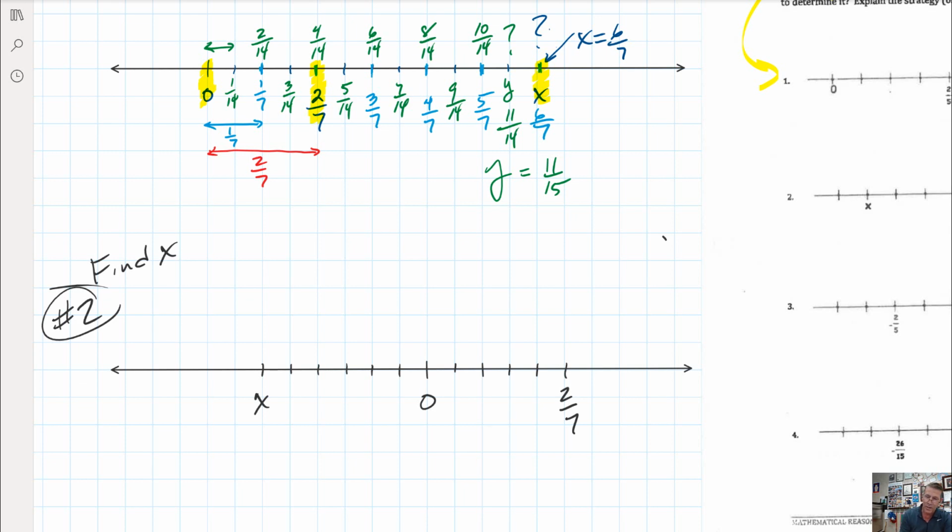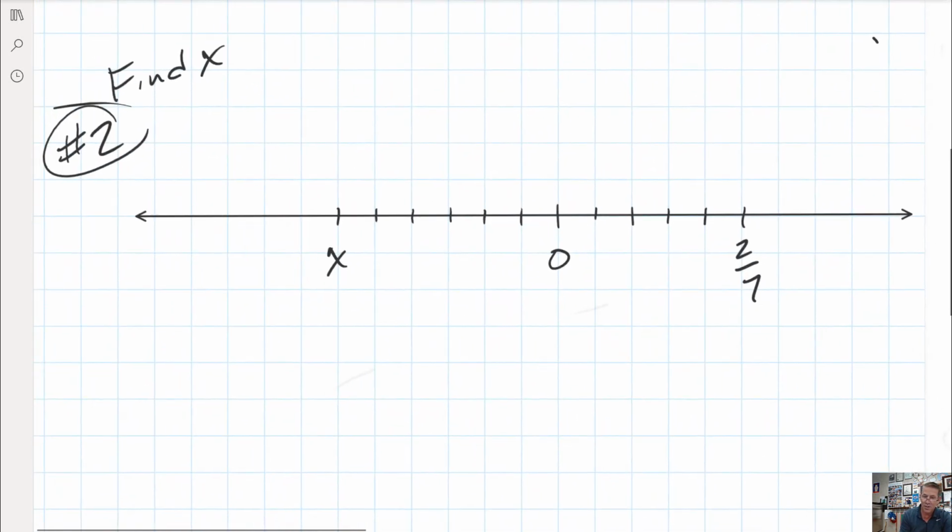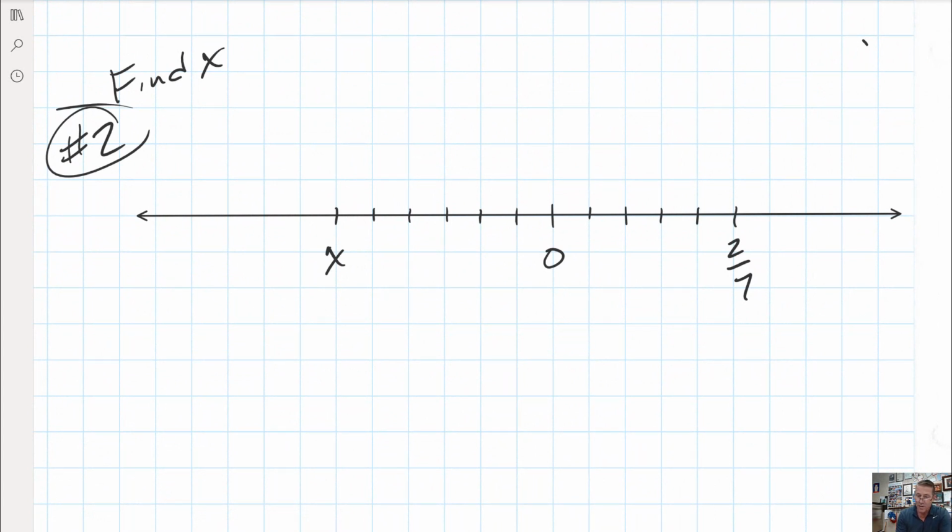So now what we need to do, in a similar fashion here, is figure out what this distance is right here. We don't know what that is. But we do know that this distance from 0 to 2/7 is equal to 2/7. And because it's been divided into 5 equal parts, we need to figure out what 1/5 of 2/7 is. All right, so we need to find 1/5 of 2/7.